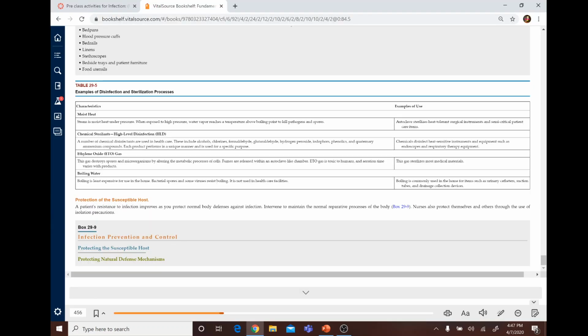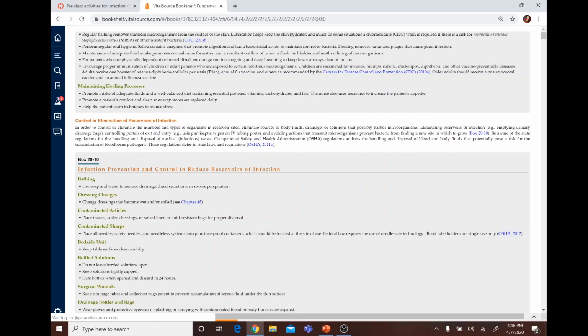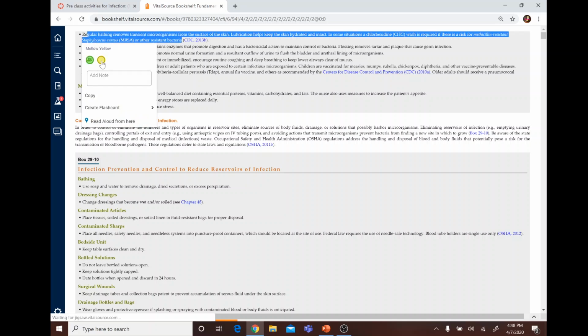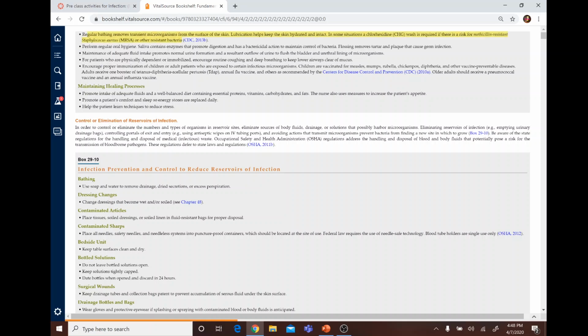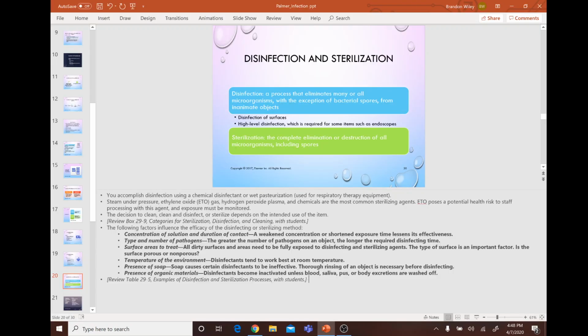So then we've got infection prevention and control, protecting susceptible hosts, protecting natural defense mechanisms. Regular bathing removes transient microorganisms from the surface of the skin. Lubrication helps keep the skin hydrated and intact. You may need a chlorhexidine wash if you have MRSA or other resistant bacteria. Perform normal oral hygiene. Pretty much it there.